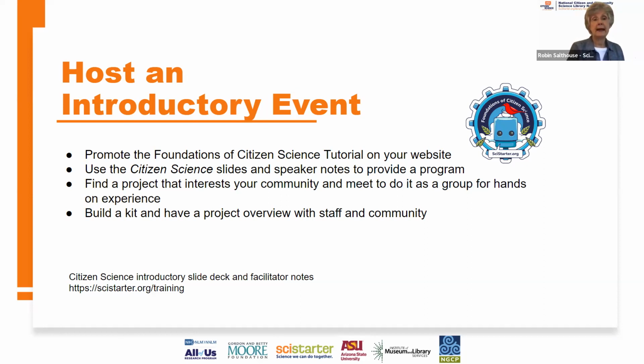If you have professional goals you must achieve every year, ask if you can use this as one of your own, or ask if it can be assigned to your staff. That way your staff has a good foundation for understanding what citizen science is, because if they're not helping promote it and making your community aware that this exists, it's not going to be as successful as it would be with their help. And then at the bottom of that tutorial webpage are the citizen science slides and speaker notes you can download to provide a program.